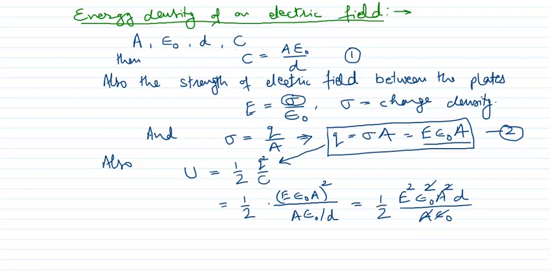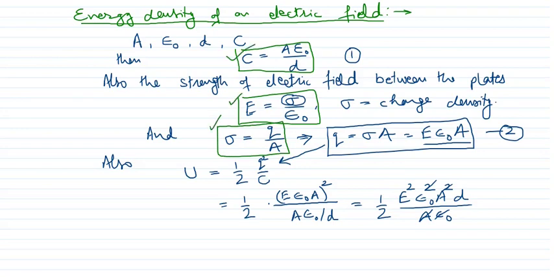I have used three formulas: 1, 2, 3. These three formulas are used to derive the expression for the energy density. The fourth formula we use is this one, the expression for the energy. You have to derive this expression, then you have to use these three formulas and find the expression for the energy density. Actually you have to put the value of C and Q.